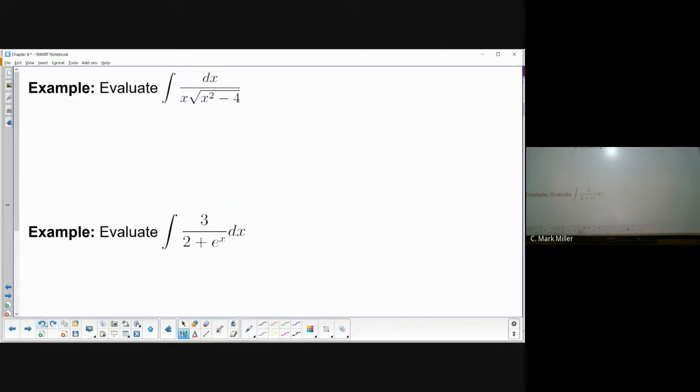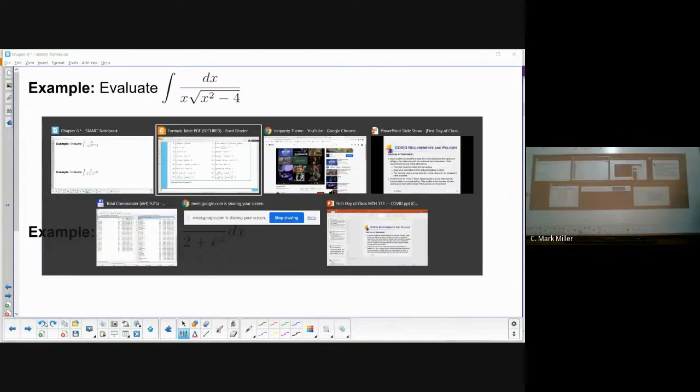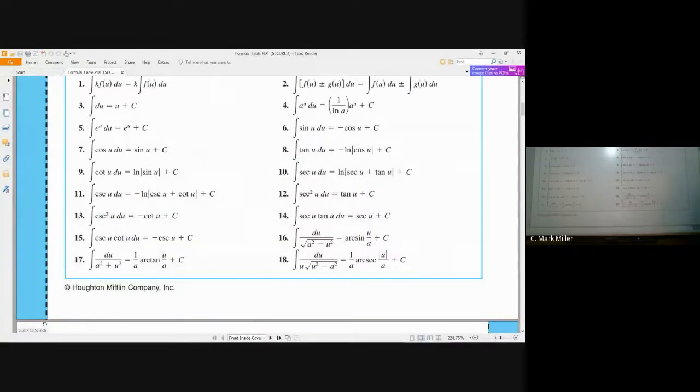How do you handle it? I'll give you a hint. 16, 17, 18. 18, you saw it right away. You see? That problem looks a little bit like this. I have a u, then I have something squared minus. Let's see if that works.